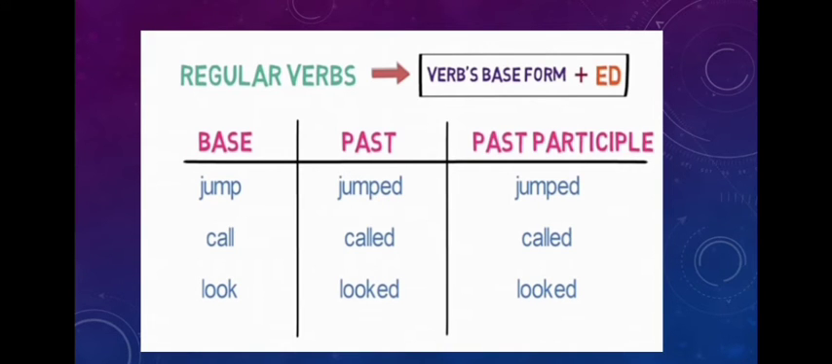In regular verbs, the first kind is verb base form plus ed. That means we add ed to the base form, the present form of the verb. For example, in base form we have the word jump. Then for the past tense we just put ed, jumped, and for the past participle we also put ed, jumped. Same like call, called, called, look, looked, looked. This is one type of forming the regular verbs.